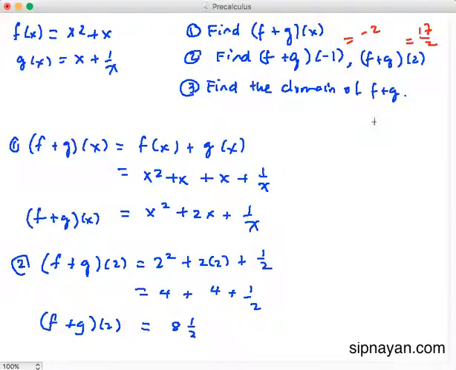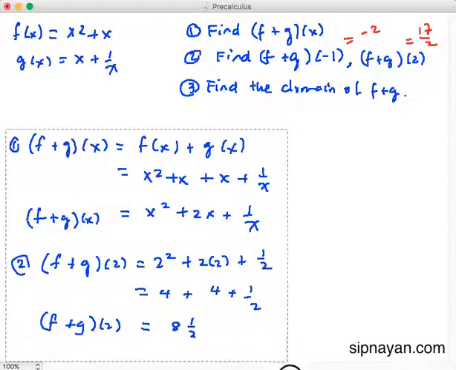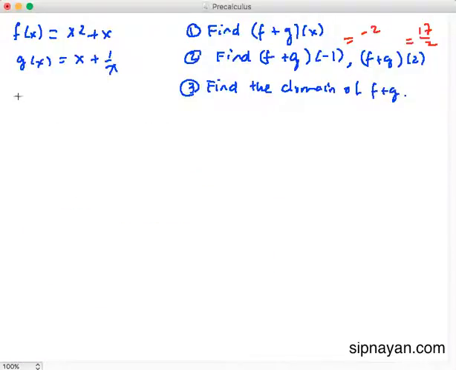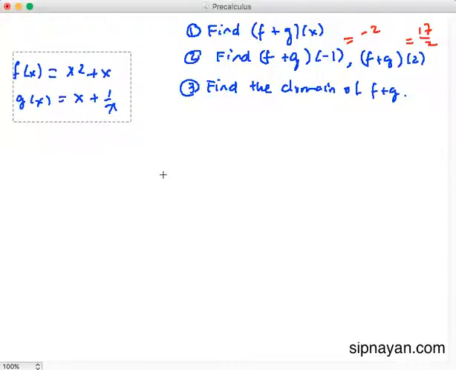Okay? Last question na tayo. Find the domain of f plus g. Now, kung naalala nyo sinabi ko kanina, the domain of f plus g is the intersection of the domain of the two functions, meaning the domain of f tsaka domain of g. Tignan natin yung domain of f.